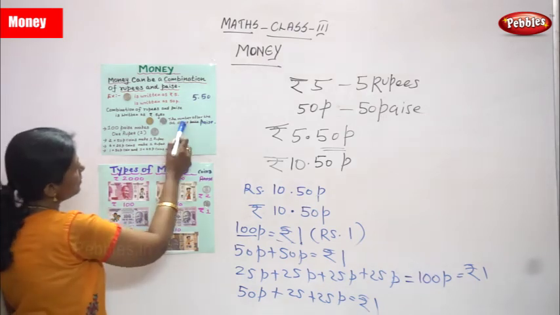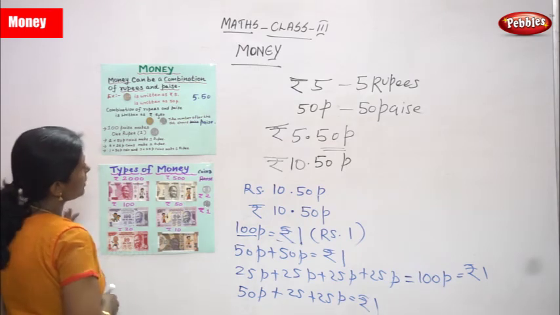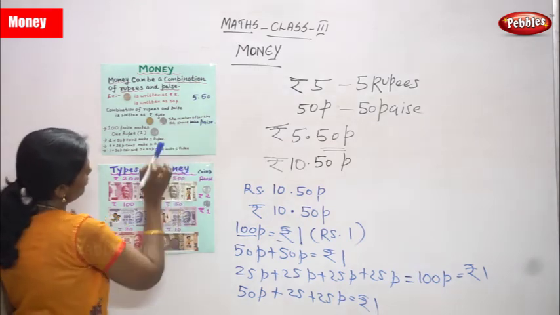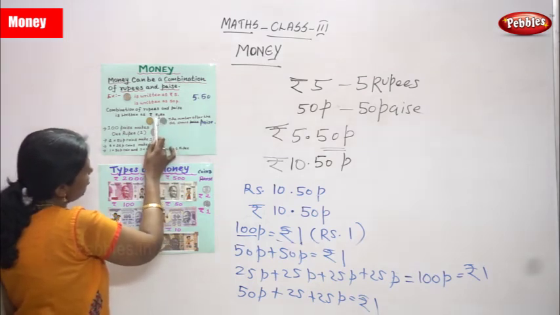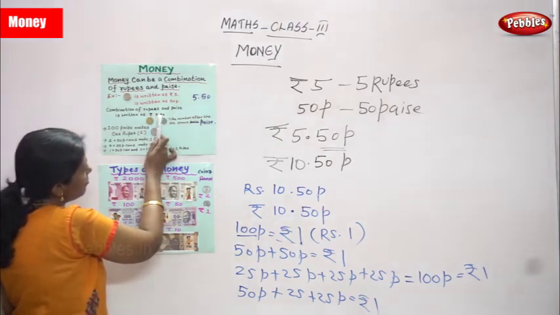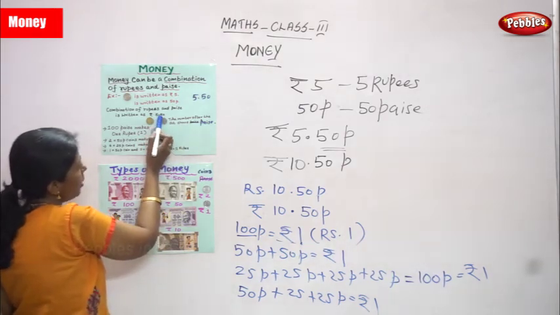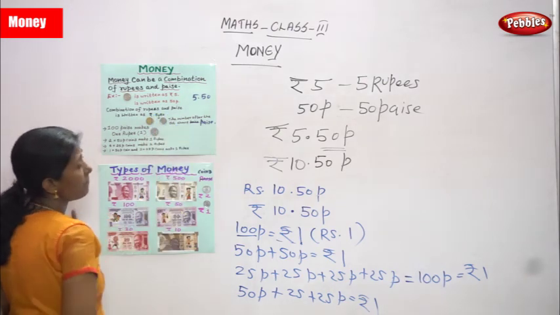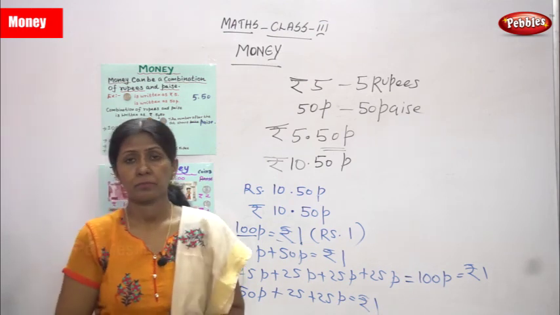The number after the dot shows what? Paise. That is the number after the dot. Where is the number? This number, after that. This is 5. The number after the dot. After the dot, this is called rupees, and you have to put a dot. The number after the dot is considered paise. I think you understand the basic concepts of money.